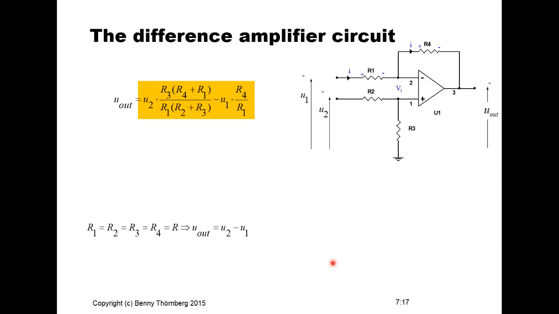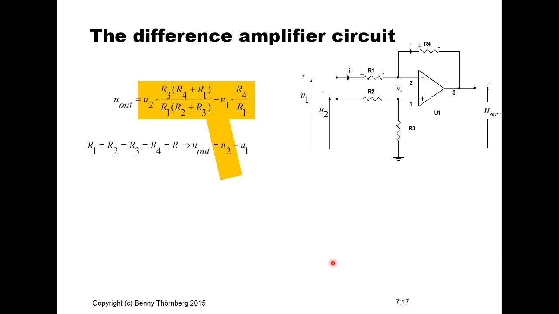It's the same as on the previous slide. And now what we do is that we assign all 4 resistors R1, R2, R3 and R4 all to the same resistance value of R. And then we can eliminate this expression to the difference U2 minus U1. And that is exactly what we wanted from the beginning. So this circuit then can be used to measure the differential mode signal on a pair of wires.